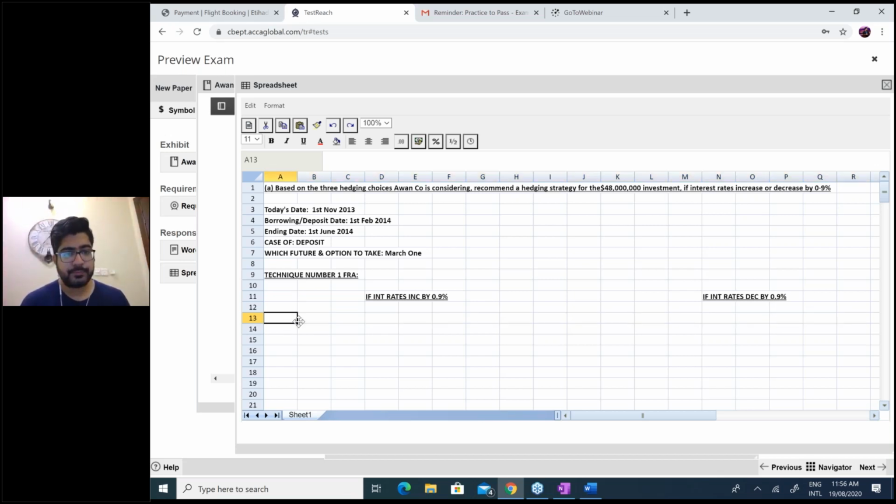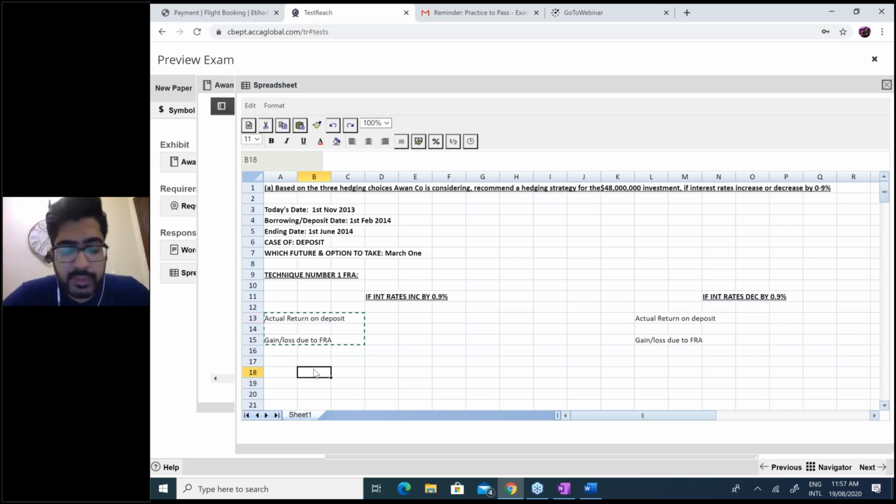Okay, so the format is you take actual cost of borrowing or return on deposit. It's a deposit case. Return on deposit and gain or loss due to FRA to get the net cost. Okay, in both of these, if interest rates increase or decrease by 0.9, you take the actual cost of borrowing or actual return on deposit, and the gain or loss due to FRA, you get the net cost. Okay.